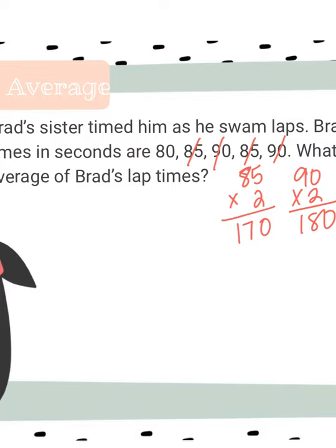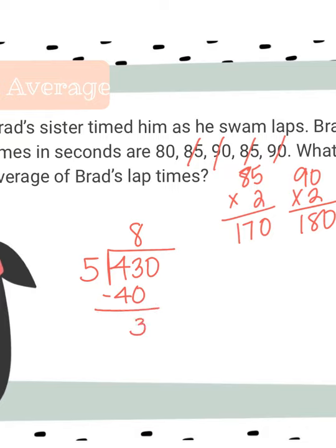You guys have added, and you guys are showing me 430. Very good. But that is not all. I'm not just trying to find the total. I want to find the average. So what am I going to do next? Divide by 5, because there are 5 times. So 5 goes into 4, nope, can't do that. 5 goes into 43 8 times. 5 times 8 is 40, 3 left over. So his average time is 86.